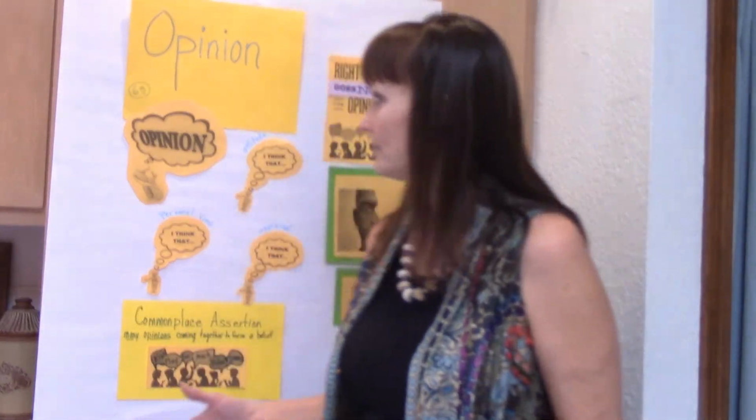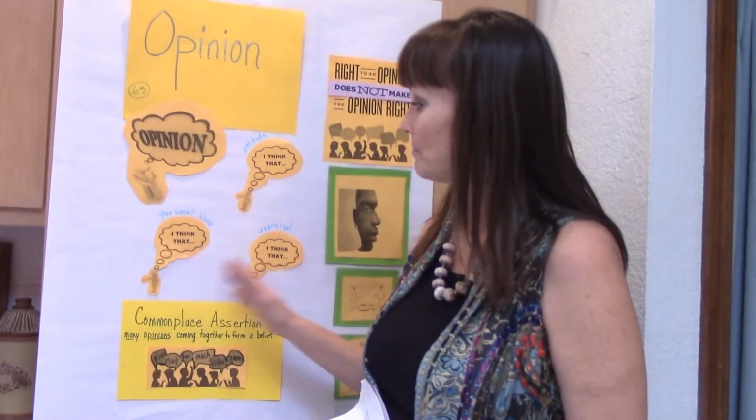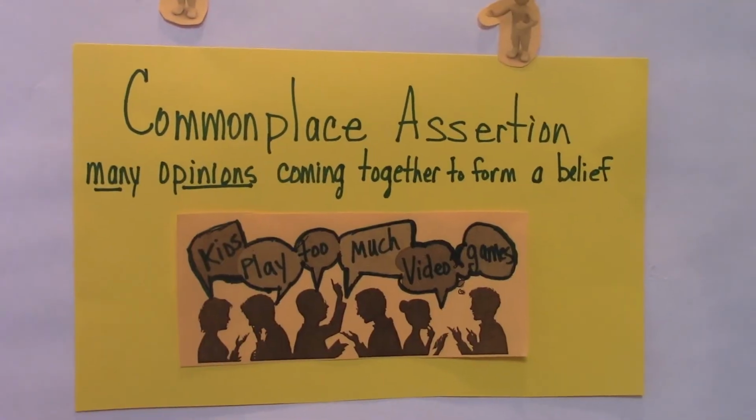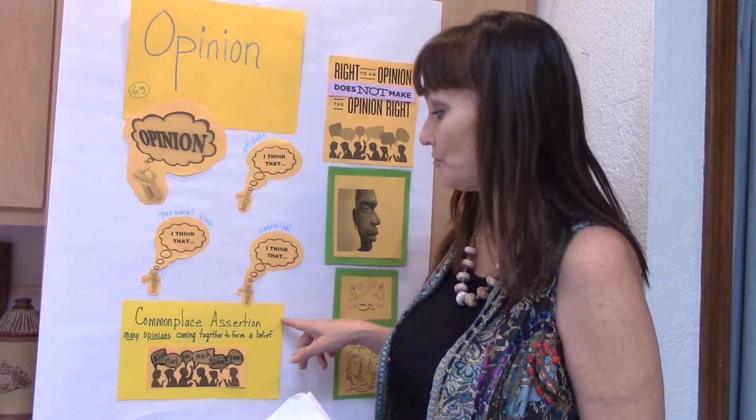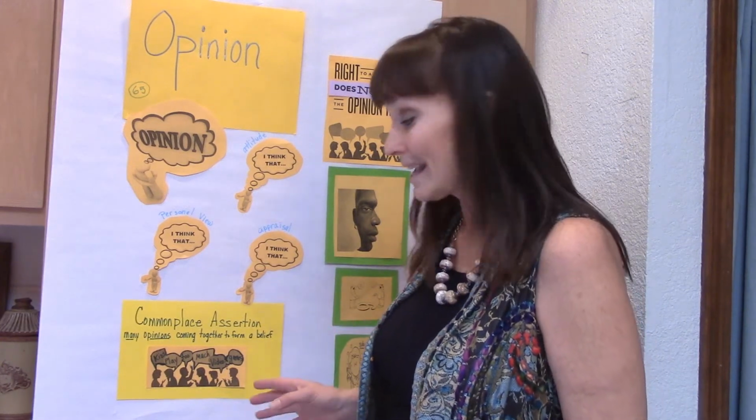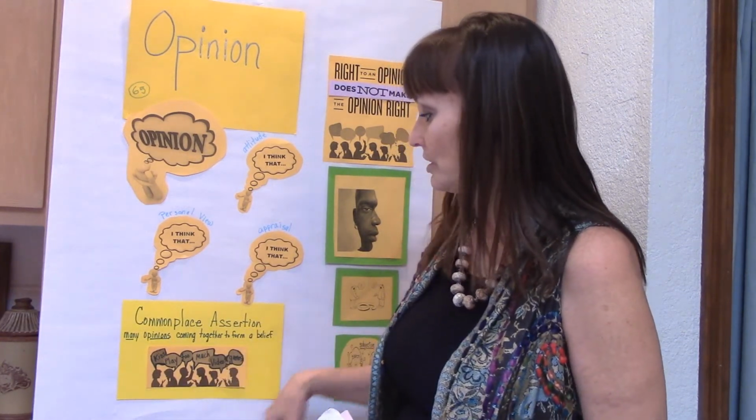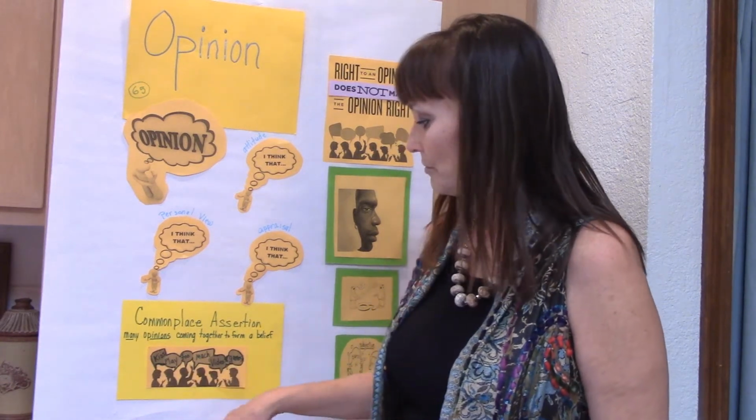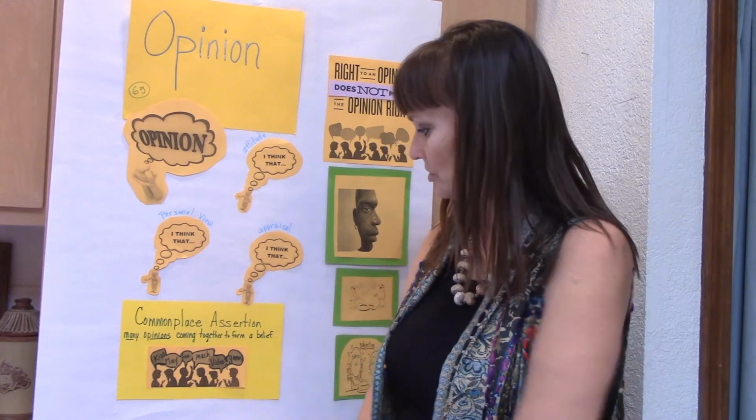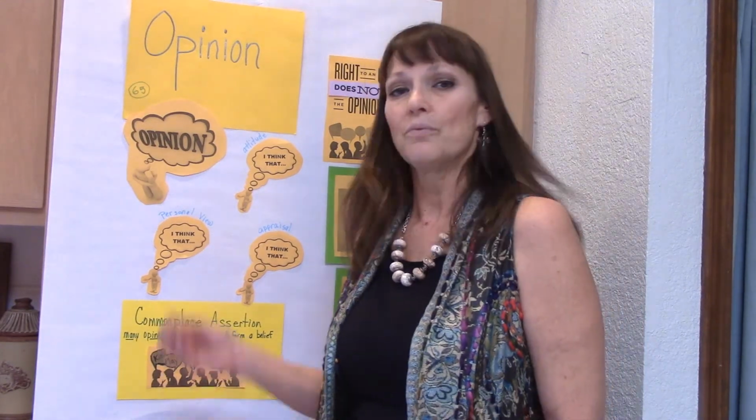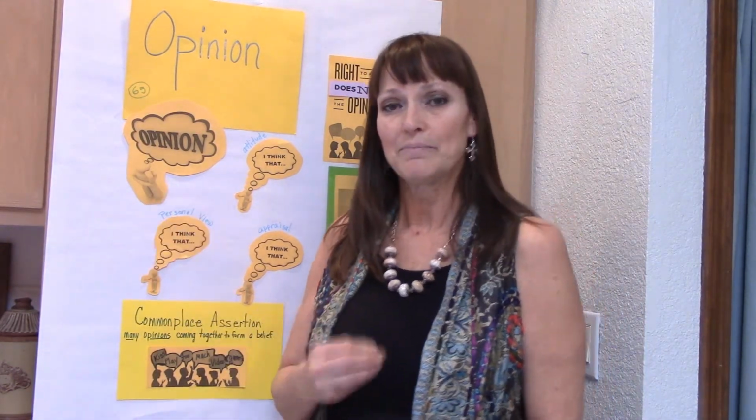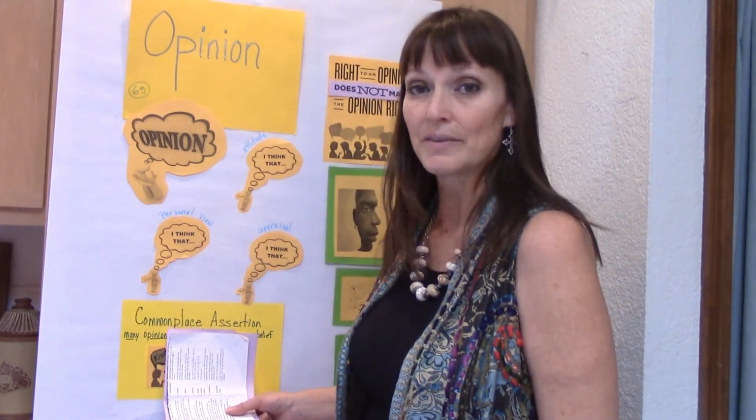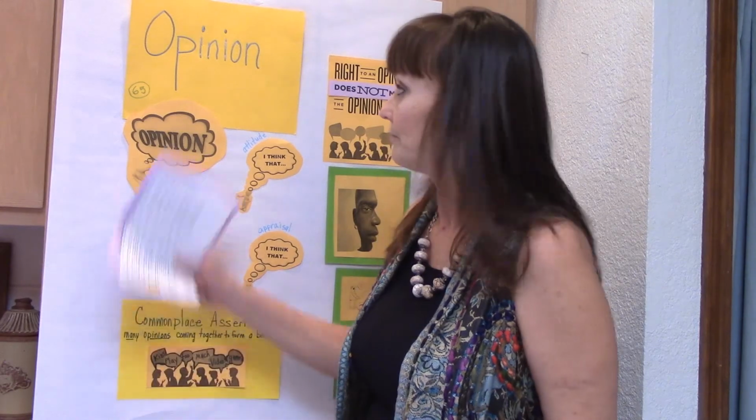So opinions, when you have many opinions over time, you can have something called a commonplace assertion. I think that's something you guys need to know because you will see that often on a certain test. A commonplace assertion is when many opinions come together to form a belief over time. So if you have all these adults saying kids play too much video games, when they have many people with the same opinion, then that becomes a commonplace assertion, which is not a fact, it's an opinion.